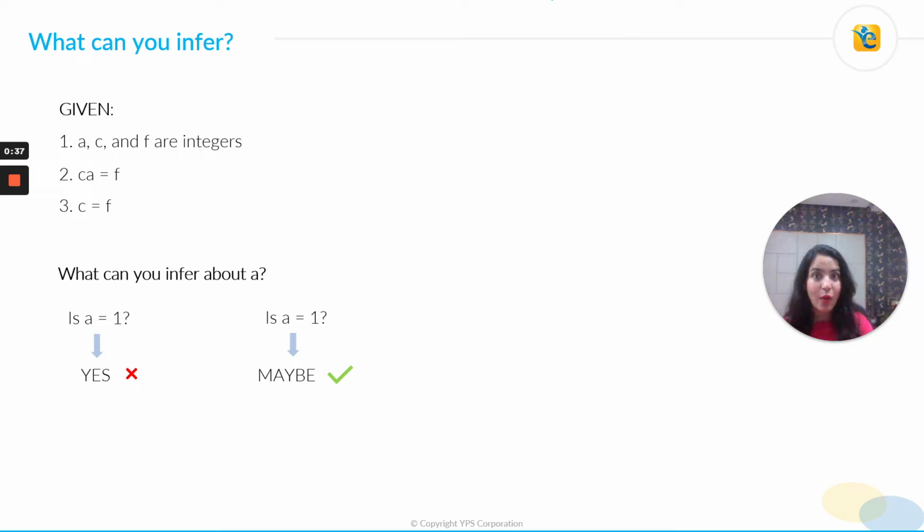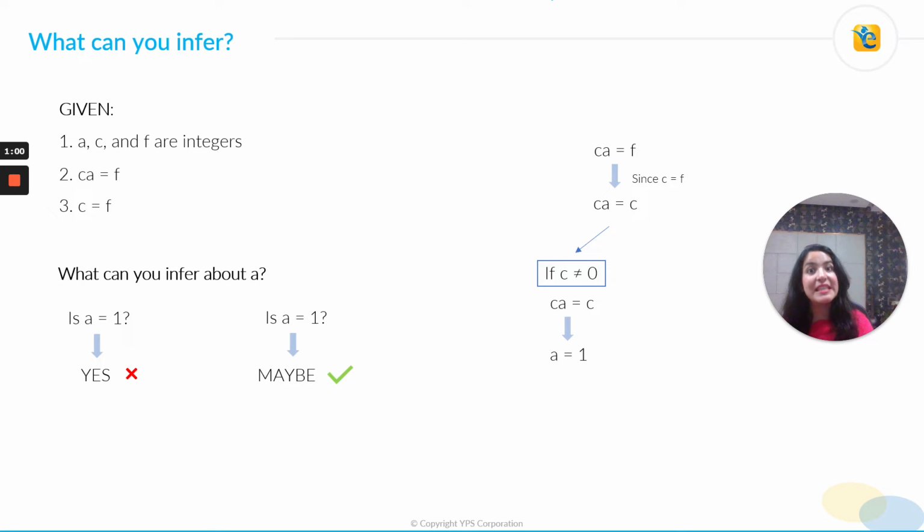Let me explain how. So the starting equation is CA equal to F. Now you know C and F are equal. So on the right hand side, you can replace F by C only. Now this is where a lot of you would have the urge to cancel out C. But that's where you will go wrong. You can only do that if C is non-zero. In this case, yes, you can cancel C on both sides and you will get A equal to 1.